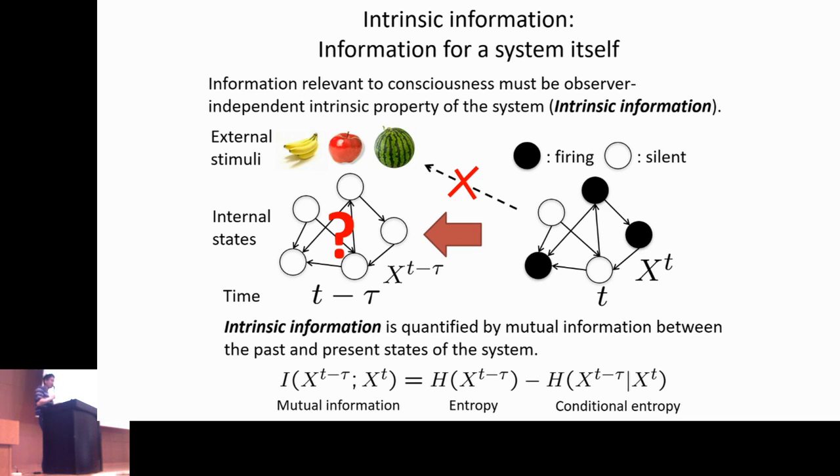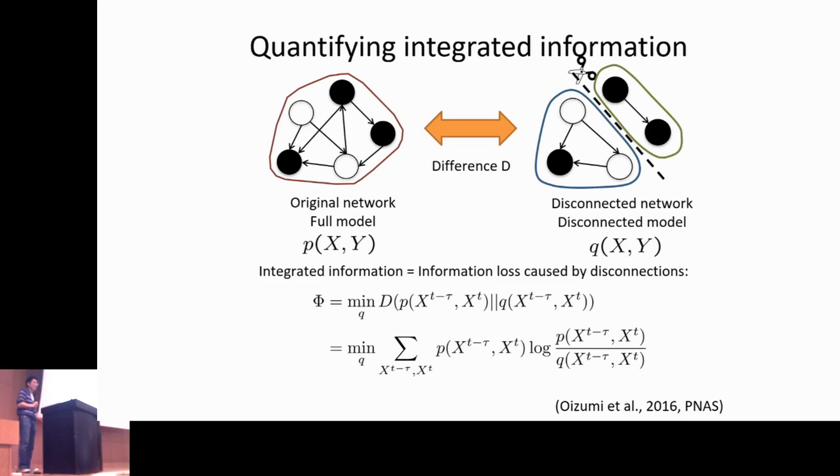So this kind of information is quantified by mutual information between the past state and the present state of the system. We quantify how much the uncertainty of the past state can be reduced by observing the present state. This is IIT's way of quantifying information here. Then the next step is difficult, and this is the last step which contains mathematics, by the way.